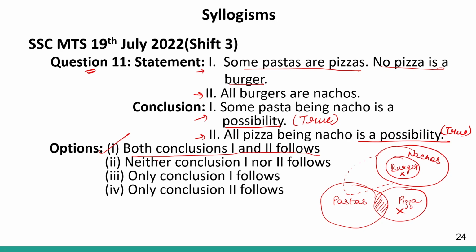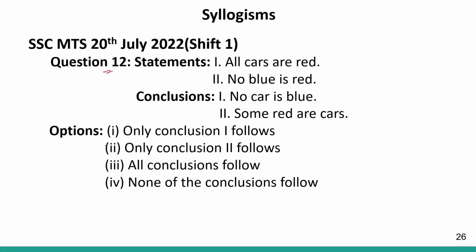Clear? Now question 12. Set of two statements and two conclusions. First statement says all cars are red. That means all cars will be a subset of red. Correct? All cars are red. All cars will be a subset of red.